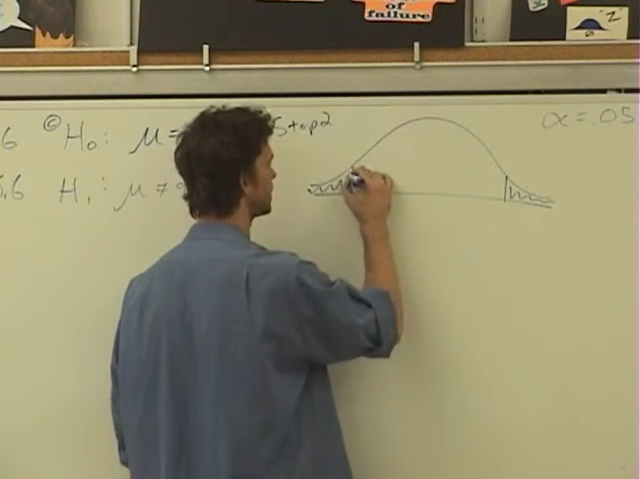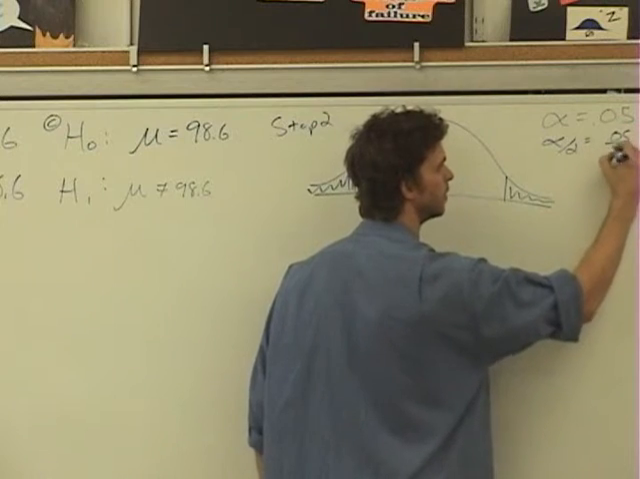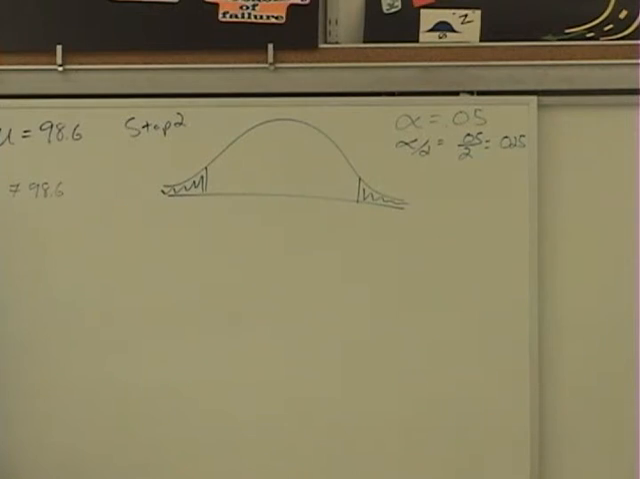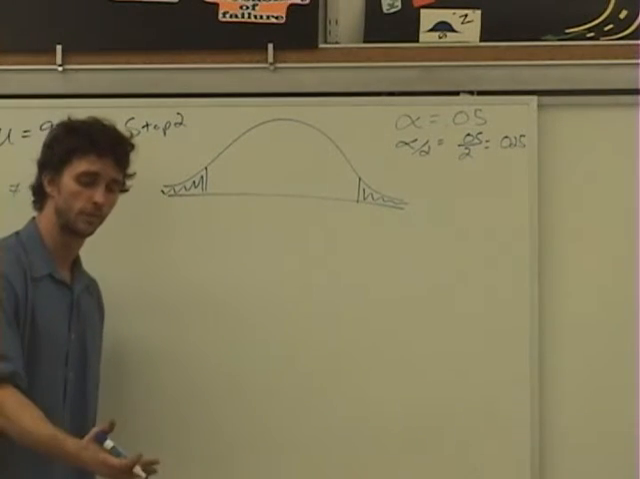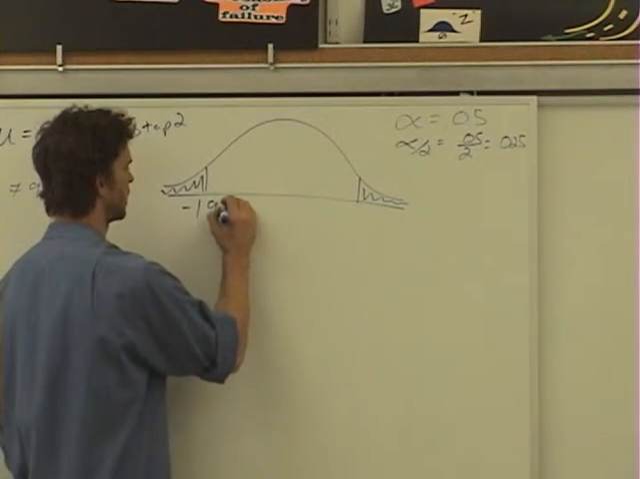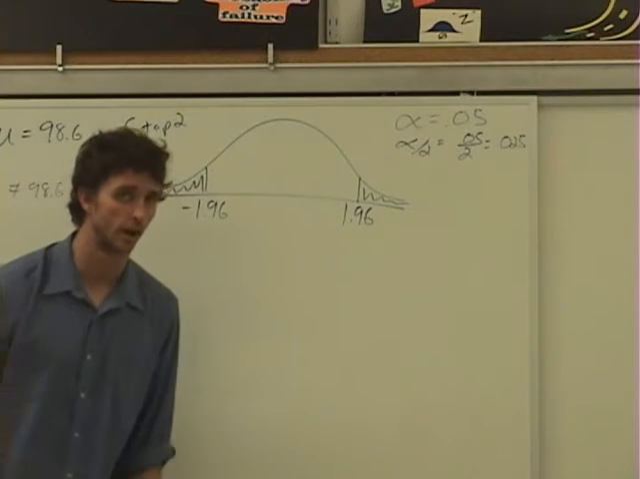I don't like to be stingy one way or the other, so I'll split it evenly. That'll be 0.05 over 2, which equals a very common one, 0.025. You can look that up in the chart, as we've seen before, but you already know it. It is negative 1.96 and 1.96 because we are dealing in a z-chart.